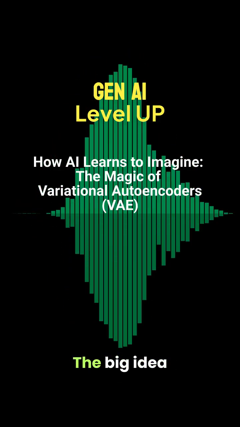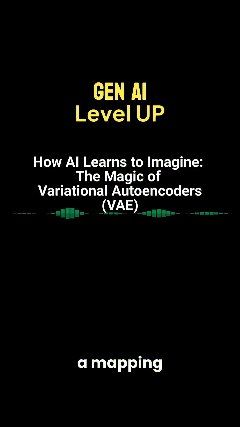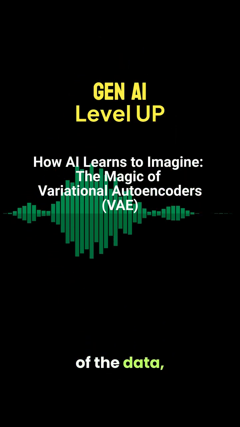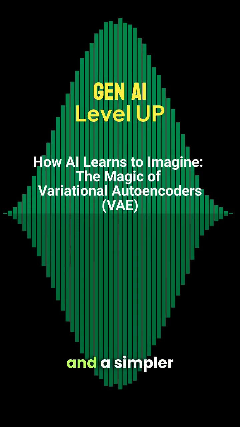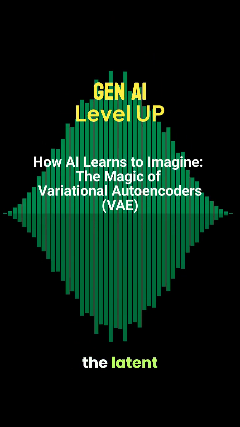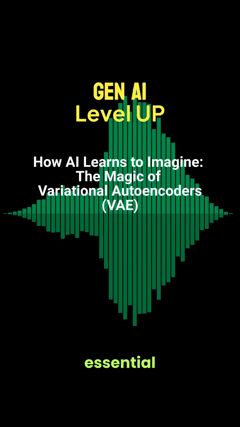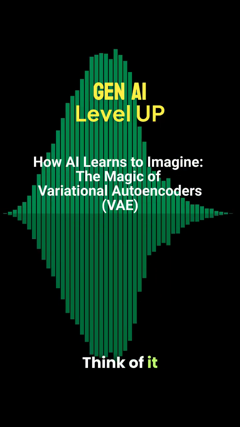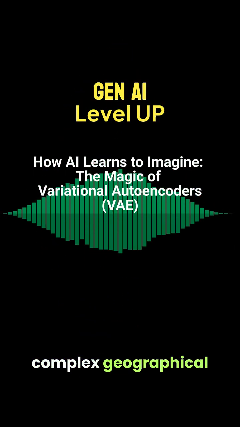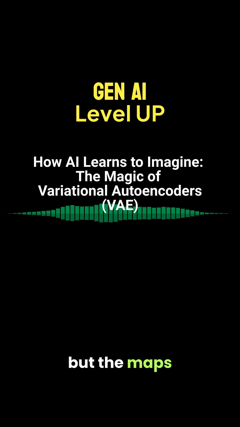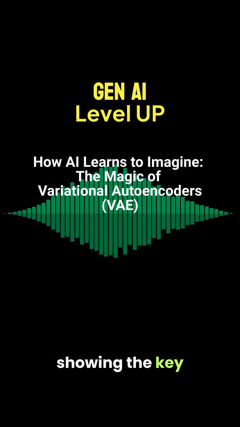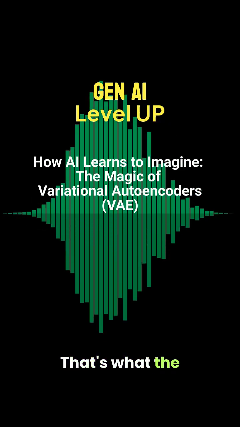What's the big idea? The big idea is to learn a mapping between the complex world of the data, like those images we're talking about, and a simpler hidden space called the latent space. Latent space. Sounds like where all the cool kids hang out. Well, it's where all the essential features of the data hang out. Think of it like a map. You've got this complex geographical area, but the map simplifies it, showing the key landmarks and relationships. That's what the VAE is doing.